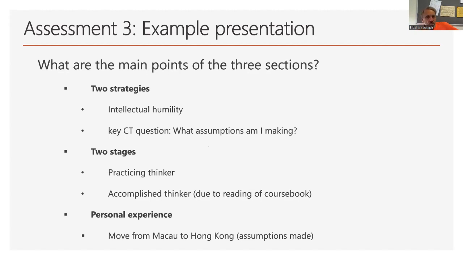And then for the second section, I talked about the 2 stages. At the beginning of the course, I felt I was a practicing thinker. And by the end of the course, I felt I had advanced to an accomplished thinker. And I related this in part due to my reading of the course book and the interesting and different insights it gave me about critical thinking. Okay, and then in terms of my personal experience, I related a story about how I moved from Macau to Hong Kong with my wife and how we made some assumptions that turned out to be not very accurate, even though it was quite an important decision.